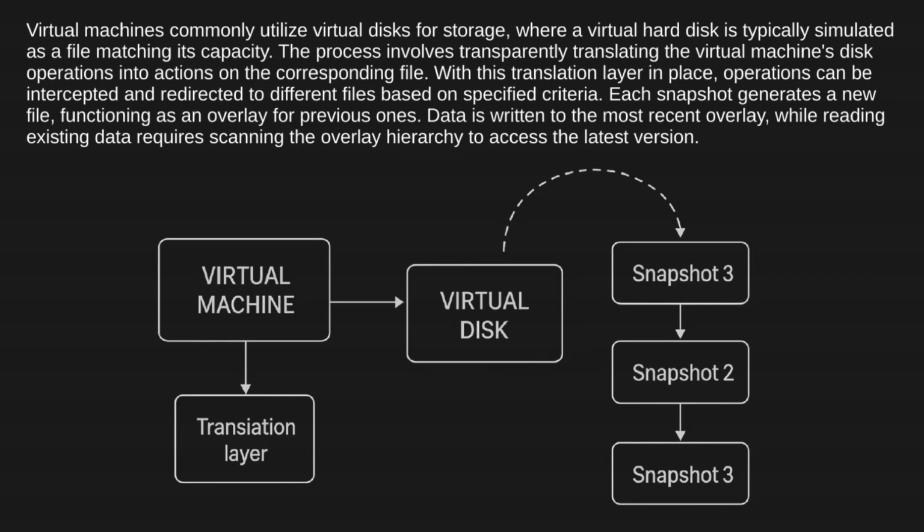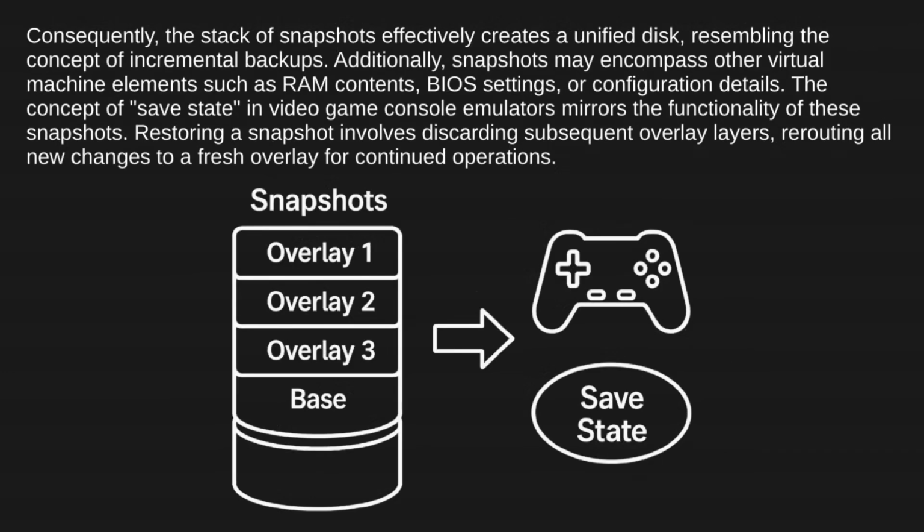matching its capacity. The process involves transparently translating the virtual machine's disk operations into actions on the corresponding file. With this translation layer in place, operations can be intercepted and redirected to different files based on specified criteria. Each snapshot generates a new file functioning as an overlay for previous ones. Data is written to the most recent overlay, while reading existing data requires scanning the overlay hierarchy to access the latest version. Consequently, the stack of snapshots effectively creates a unified disk, resembling the concept of incremental backups.